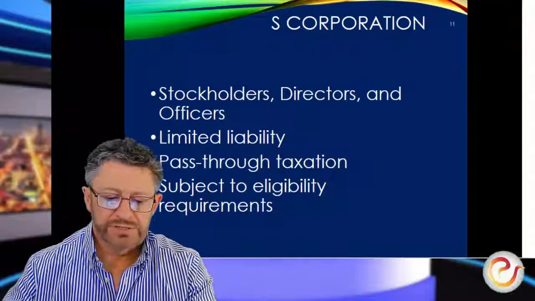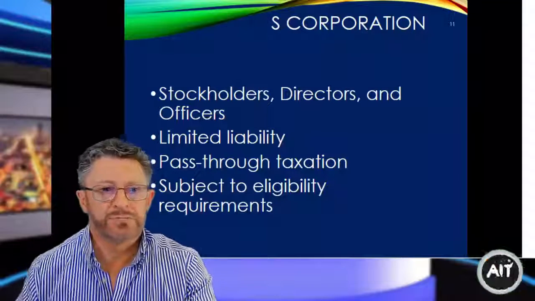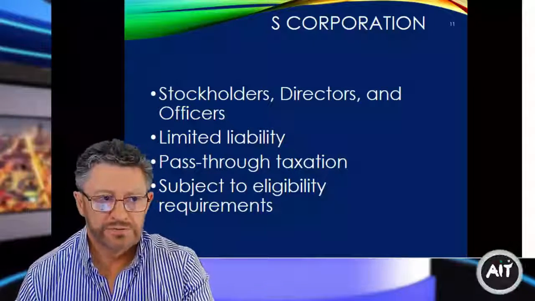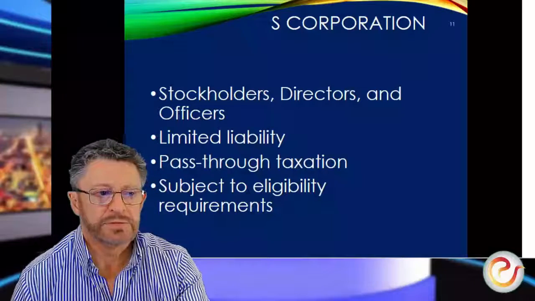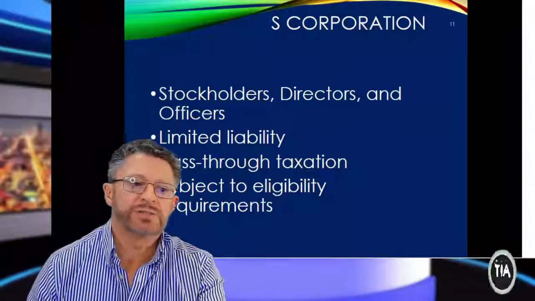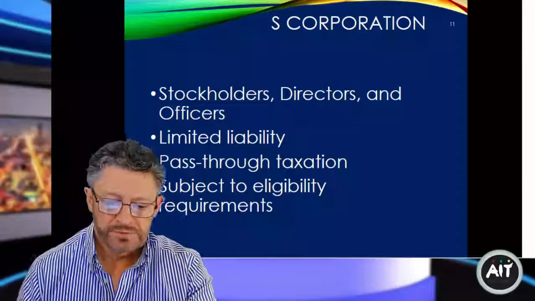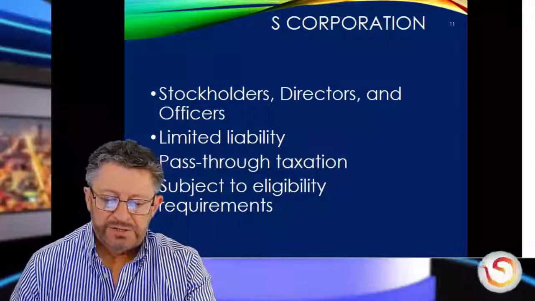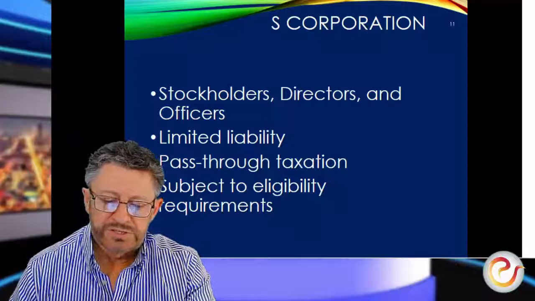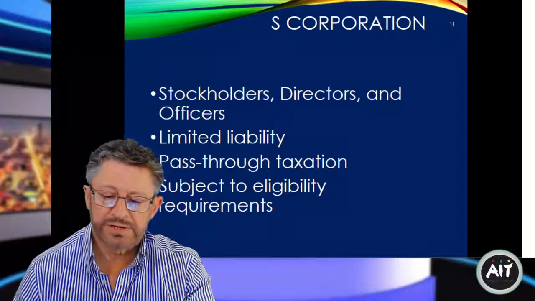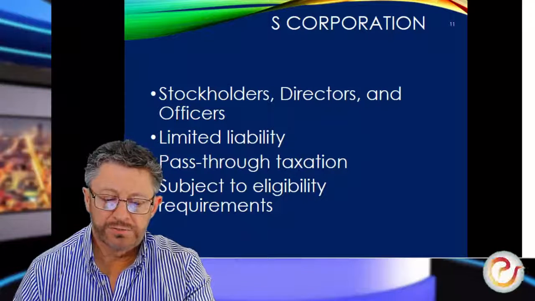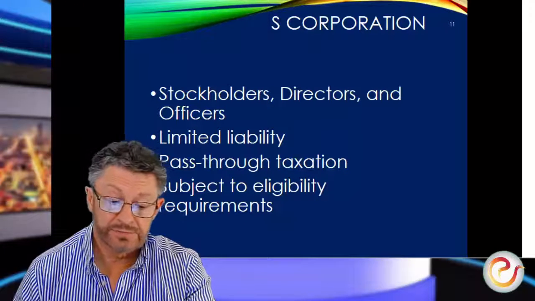And then we have what's known as the S Corp or S Corporation. So again, you have stakeholders, directors, and officers. So they have limited liability, pass-through, but subject to eligibility requirements. So what does this mean? The S Corp is a corporation whose stockholders elect special treatment for income tax purposes. So for all other purposes, it is identical to the C Corp.